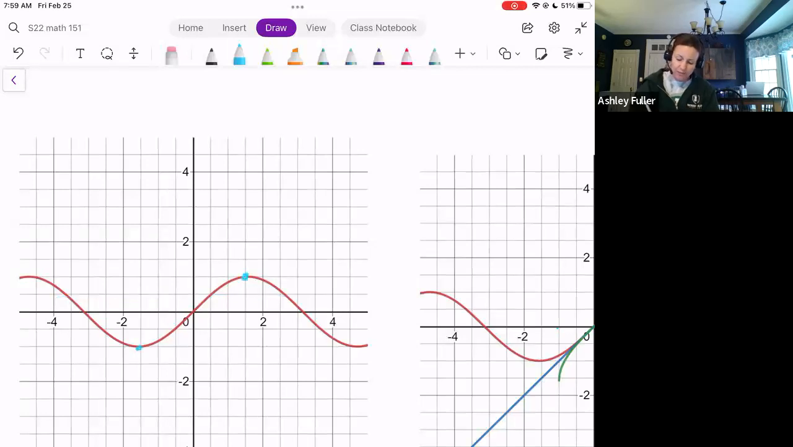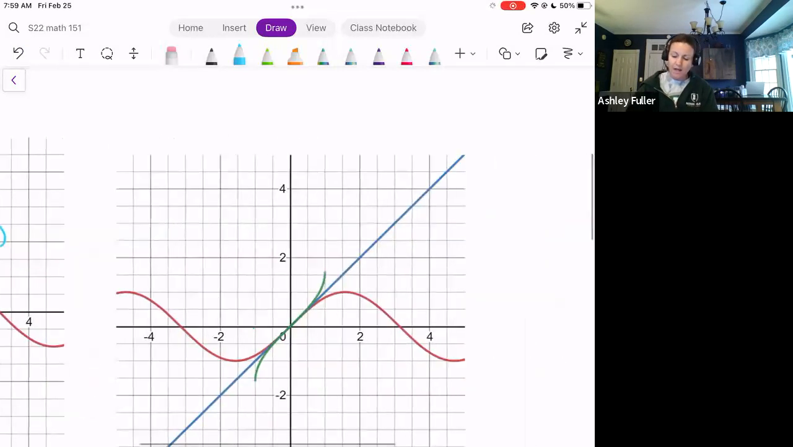However, if we restrict the domain between pi over 2 and negative pi over 2, that does create a 1-to-1 function right here. If we then reflect this part of the graph and this part of the graph only across the line y equals x, which is indicated here in blue, then we get this inverse trig function of sine, which is shown in green.